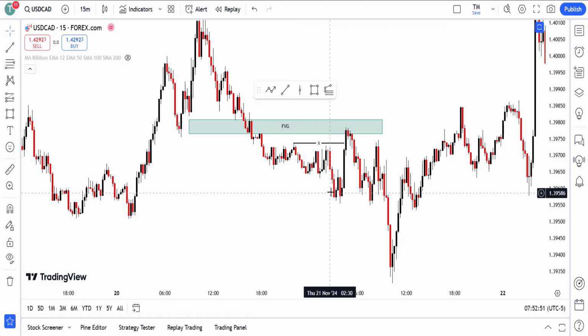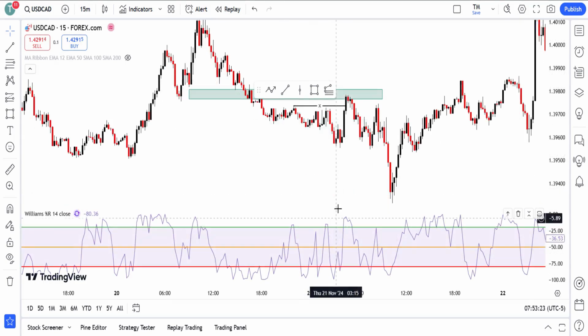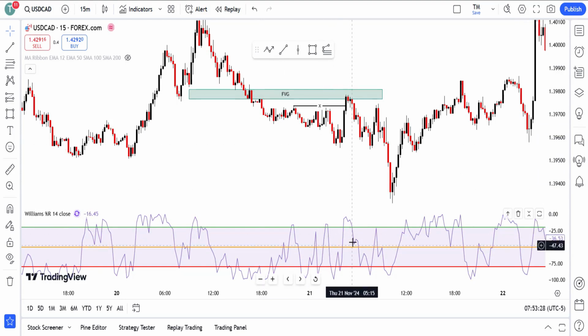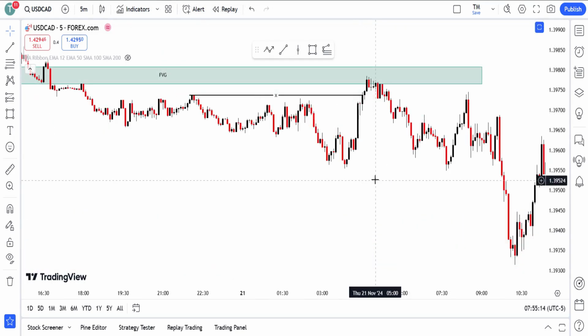Step 4. Use Williams %R to confirm overbought levels. To confirm the setup, we checked the Williams %R indicator. The indicator was above -20, signaling overbought conditions and a likely reversal down. Step 5. Look for market structure shift on the 5-minute chart. Switching to the 5-minute chart, we saw a market structure shift as price broke below a key support level. This confirmed that the bearish trend was resuming and it was time to enter the trade.